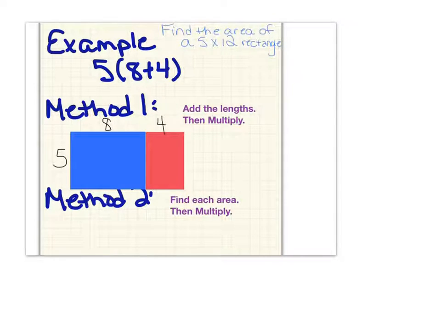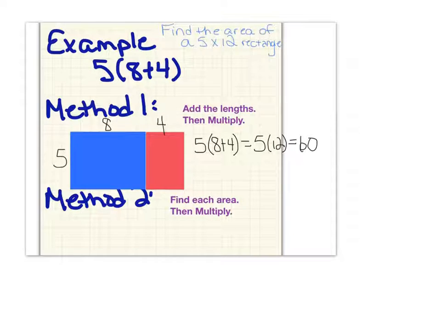My first option says to add the lengths and then multiply. So what that means is to take the lengths and add them together, 8 plus 4, and multiply that times the width. That will equal 5 times 12, which is the size of our rectangle, which equals 60.